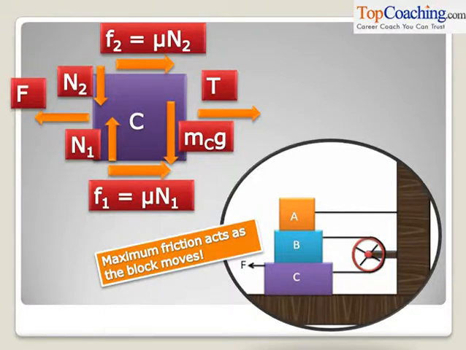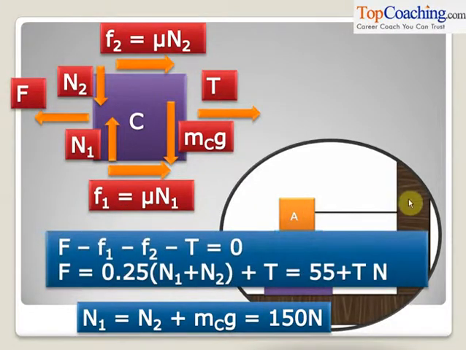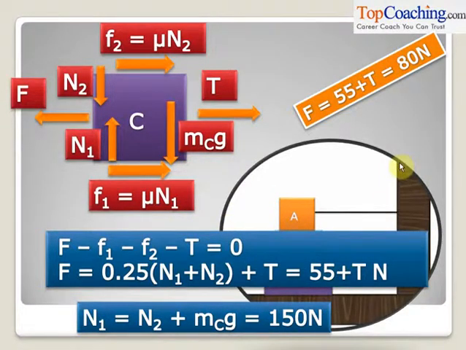So we can balance the forces on block C. In the vertical direction, N1 is N2 plus mcg. The value of mcg is known and N2 was what we found out in the previous slide. So N1 comes out to be 150 Newton. We can also balance forces in the horizontal direction since the net acceleration of block C is 0. So F minus F1 minus F2 minus T is 0. F1 is known, F2 is known, and tension was what we calculated in the previous slide. So the value of capital F, the force that we are applying on block C, comes out to be 80 Newton. So the answer for this problem is 80 Newton.